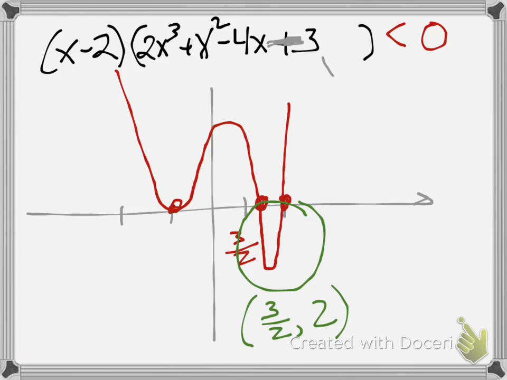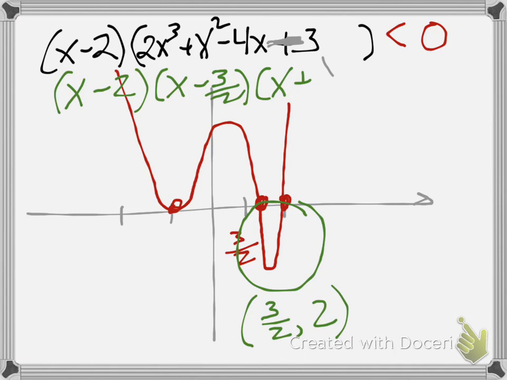What this means is that if I continued factoring this, it would look like this: x minus 2 times x minus 3/2 times, it looks like an x plus, what that 0 is. So this would be an x plus 1 times x plus 1.